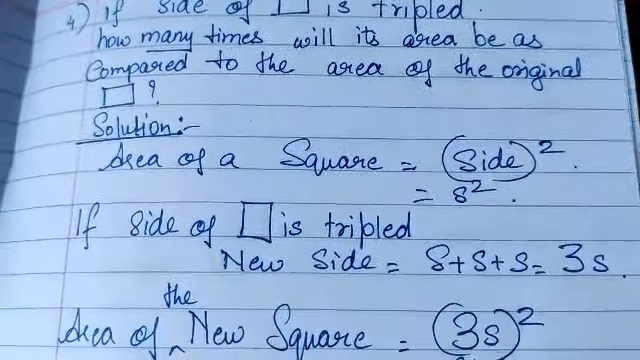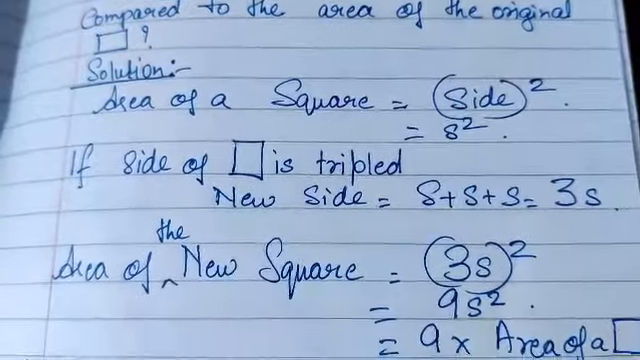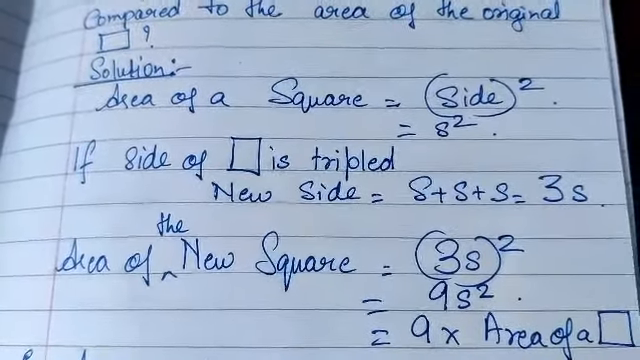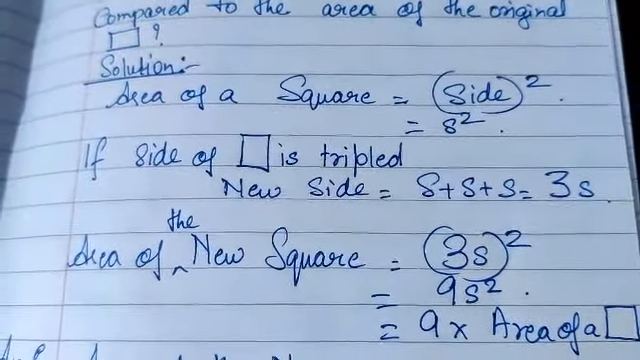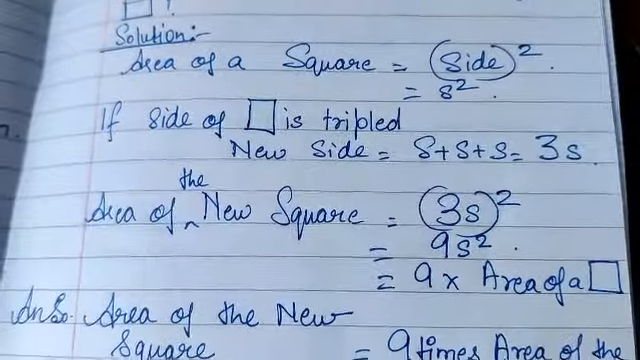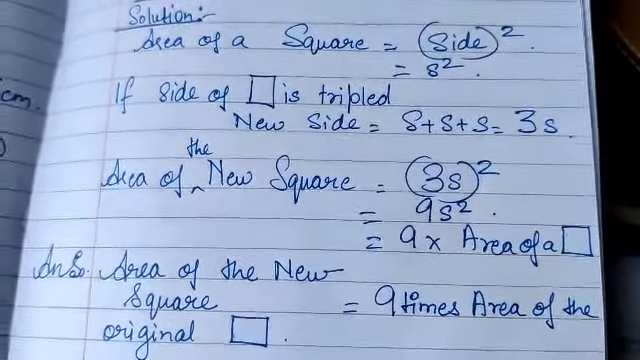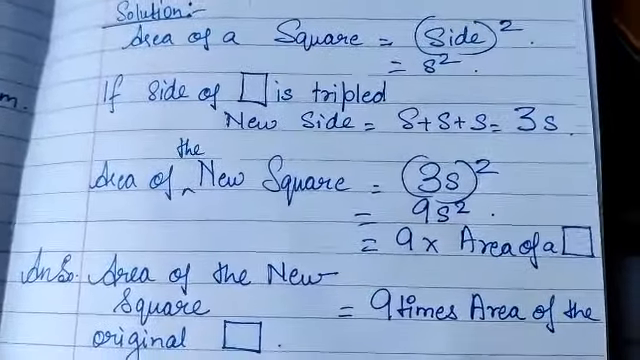3s. So area of the new square will be 3s whole square, which comes to 9s square. So 9 into s square means 9 times the area of our original square. So area of the new square is equal to 9 times area of the original square if the side of a square is tripled.